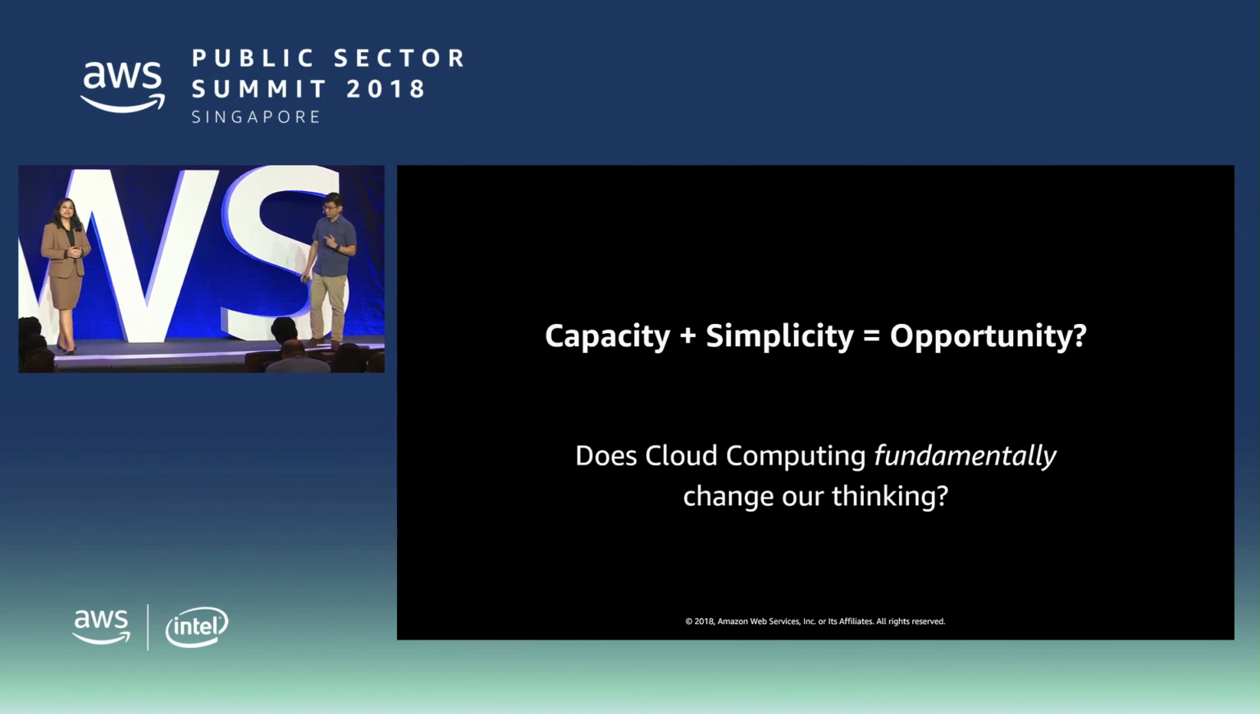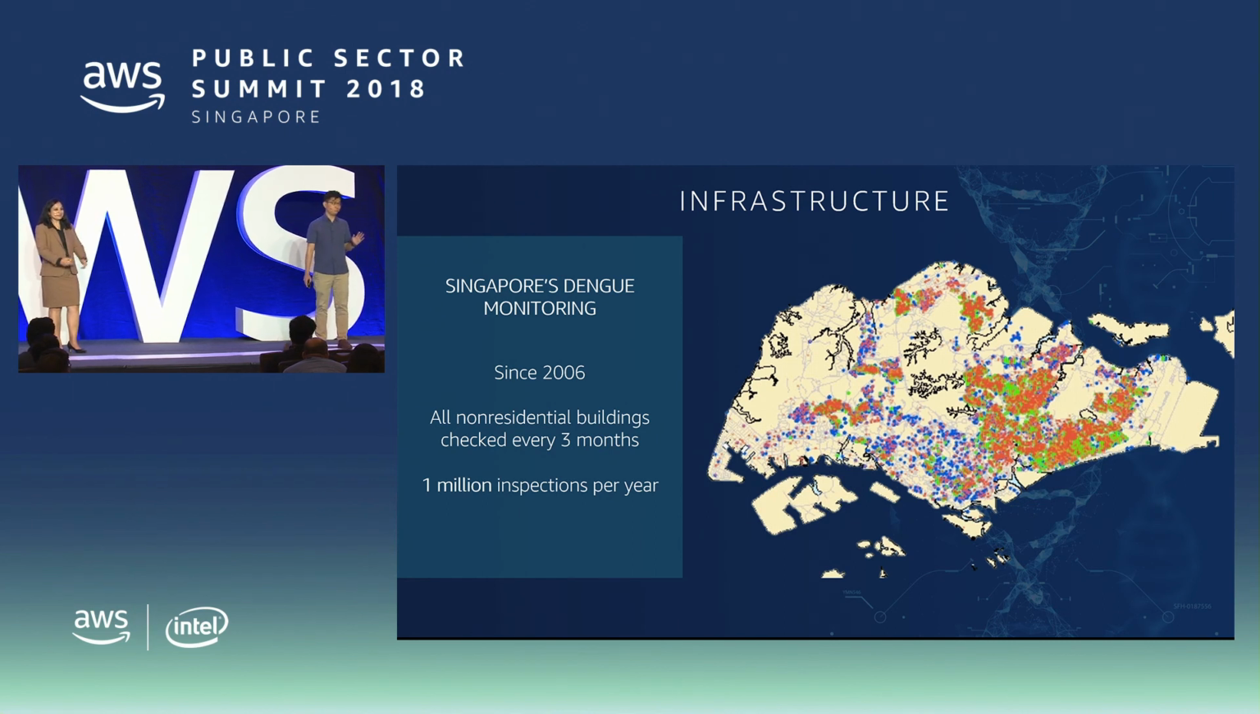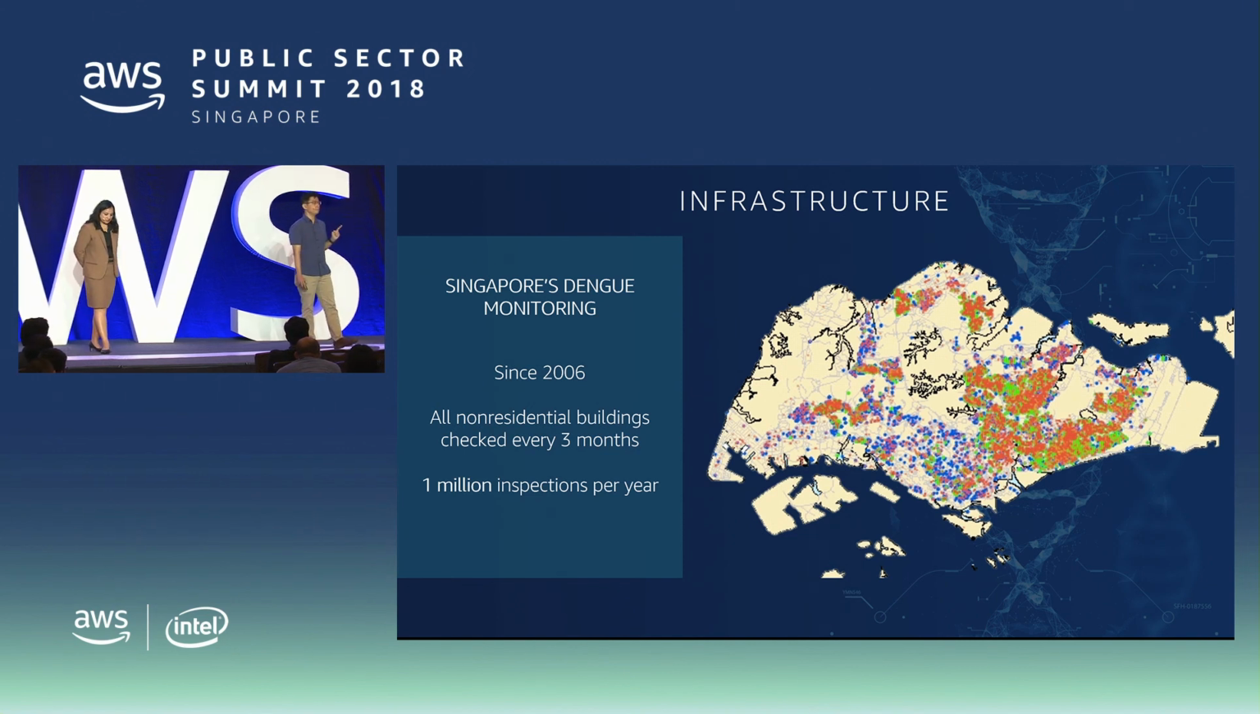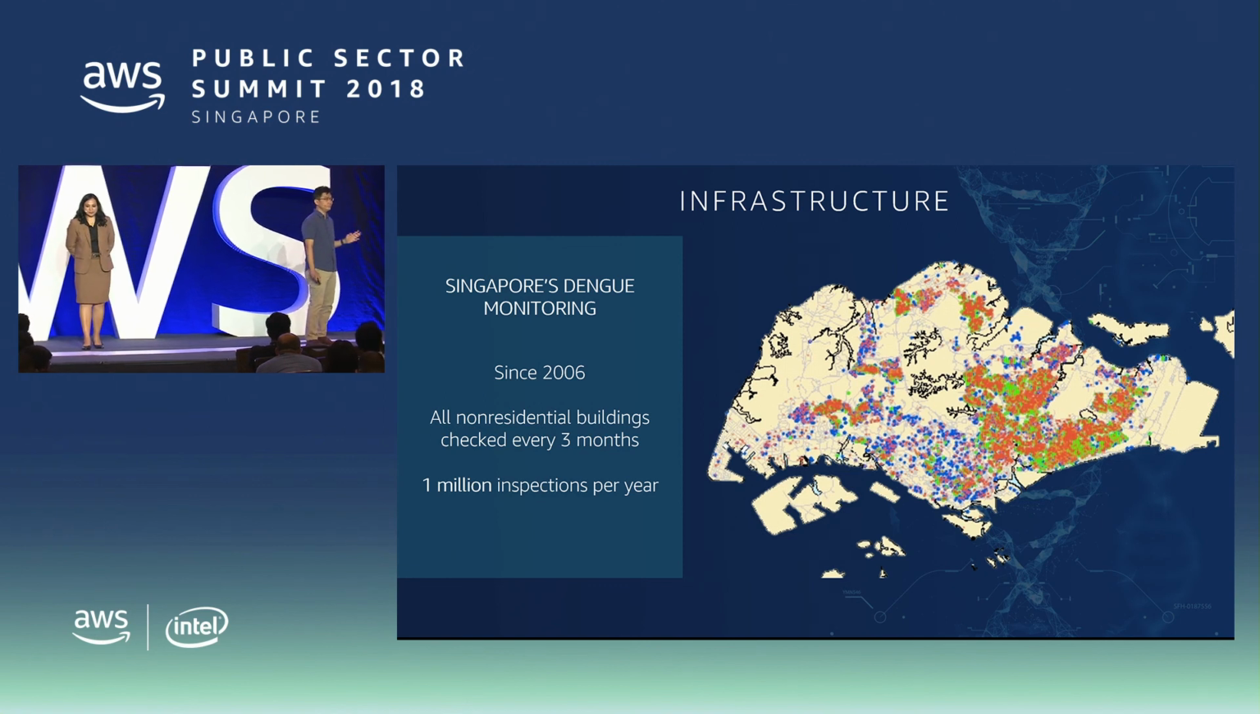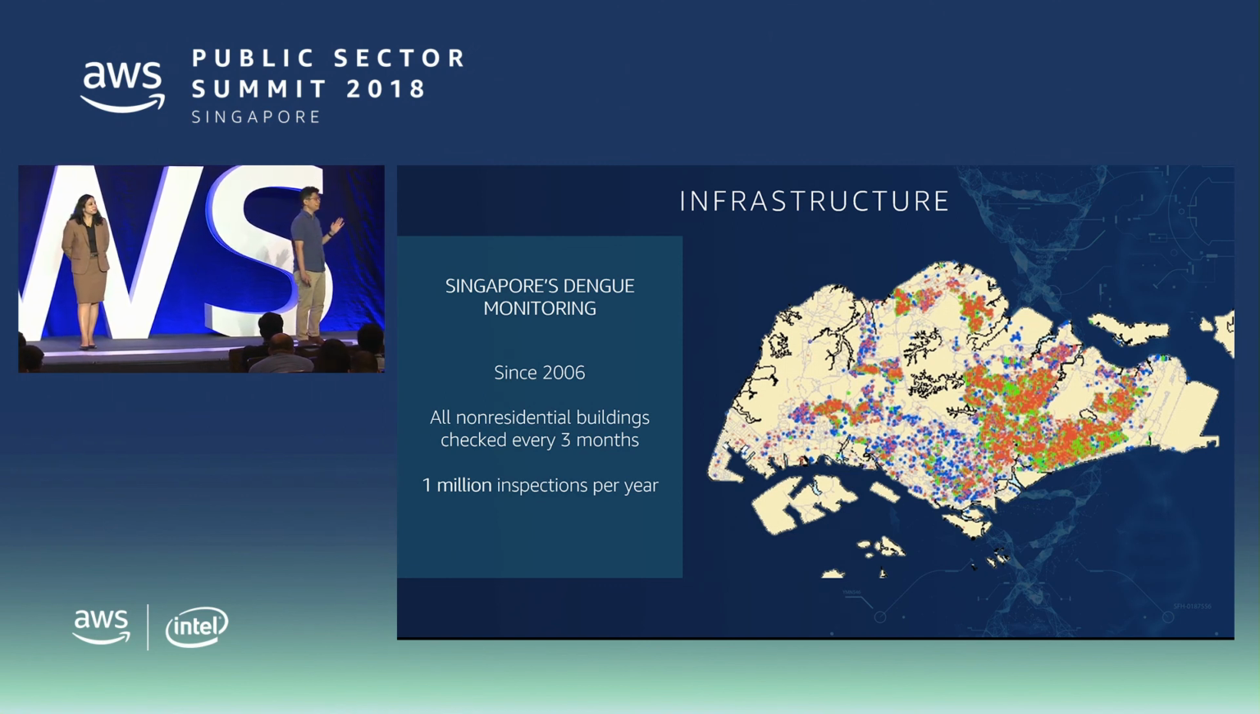I believe so. Maybe I can illustrate that with something that's a work in progress. We know public sector Singapore is fantastic in infrastructure. This is what we're truly famous for. Let's take an example: dengue monitoring. Since 2006, we've been checking all normal residential buildings once every 3 months. That's easily 1 million inspections per year, and we've been doing this for more than 10 years now. This gives you a sense of the kind of impressive infrastructure we're sitting on.